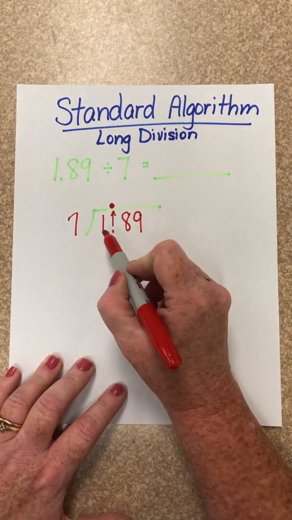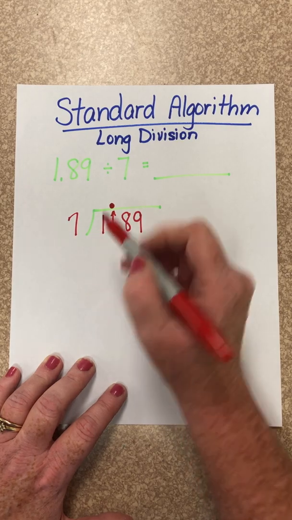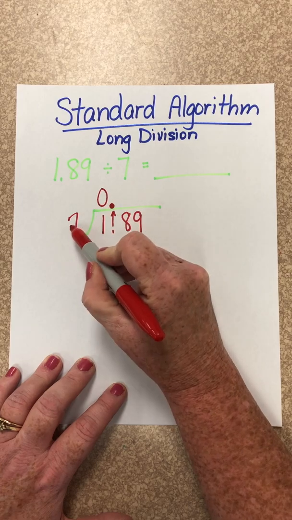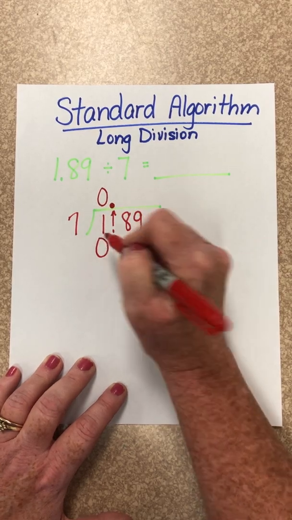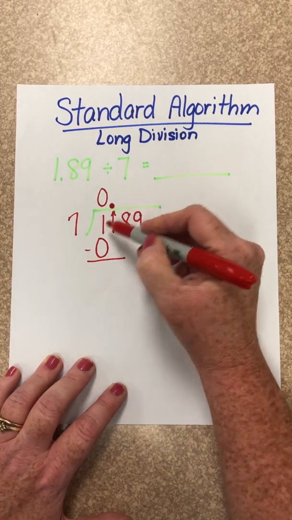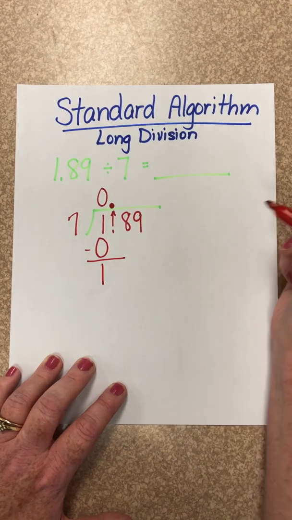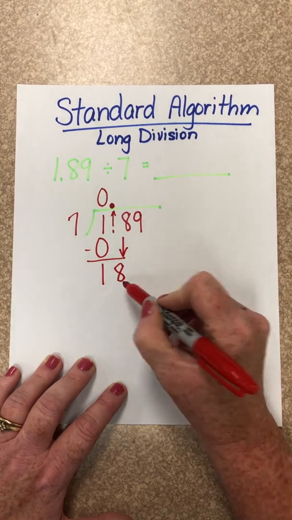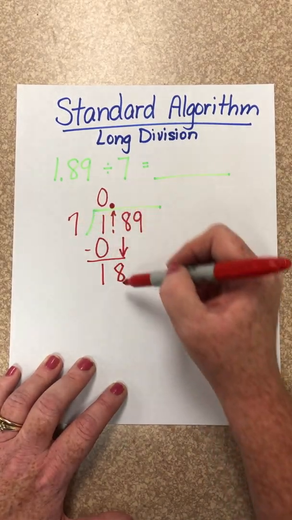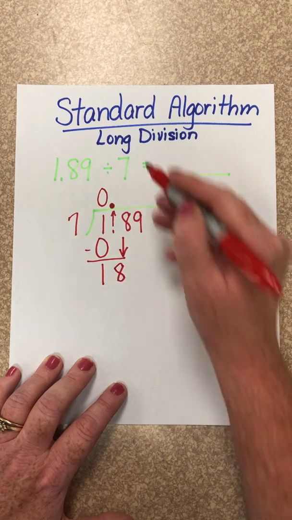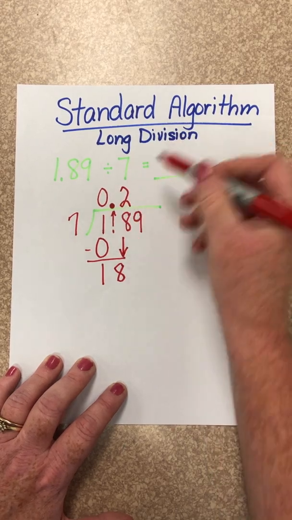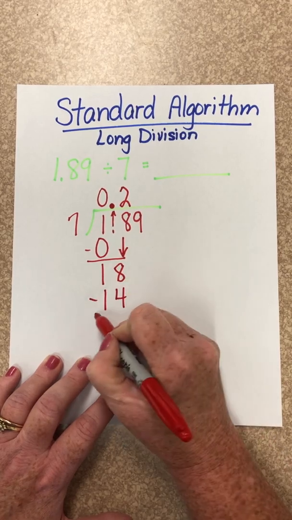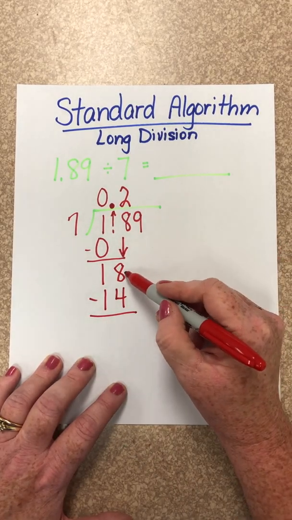How many 7s can you get out of a 1? Well, none, so we put a 0 here. 0 times 7 is 0. Now let's subtract. 1 minus 0 is 1. We're going to bring that next number down into place. And now we have 18. How many 7s can we get out of 18? Well, that's 2. 2 times 7 is 14. That's as close as we can get to 18.